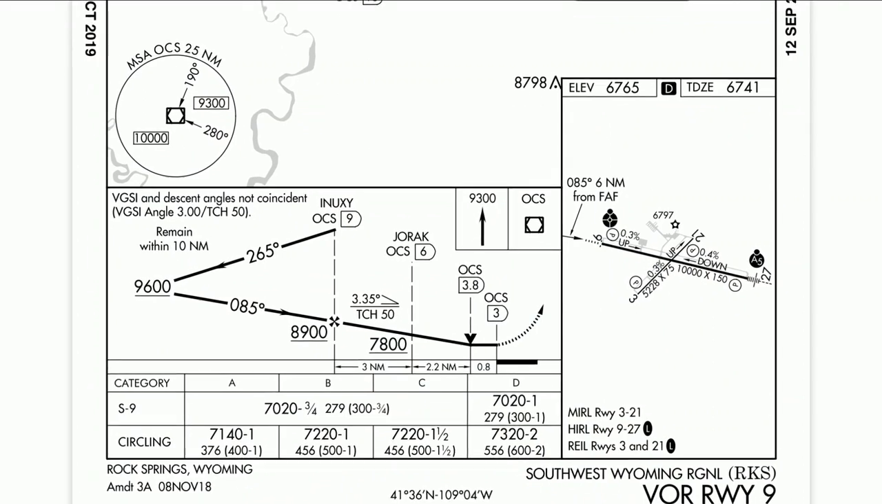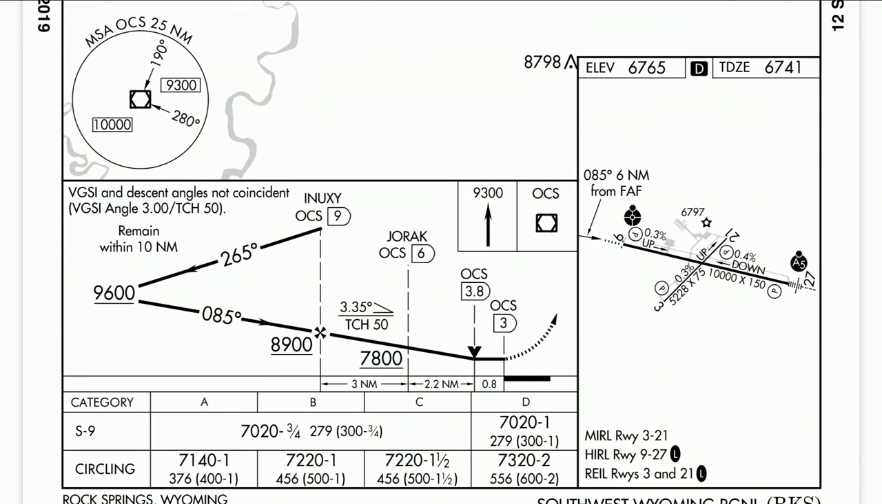So if we look at it, I'm going to go down to the profile view here. Final approach on this procedure starts at Inuxi. That's our final approach fix. And then it carries us into our missed approach point of OCS. To navigate the lateral final approach, left and right, we need to have VOR information. You cannot use RNAV to replace the final approach nav aid.